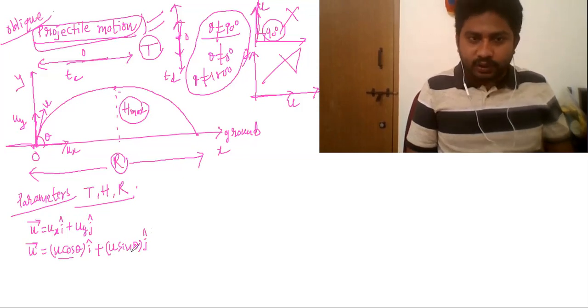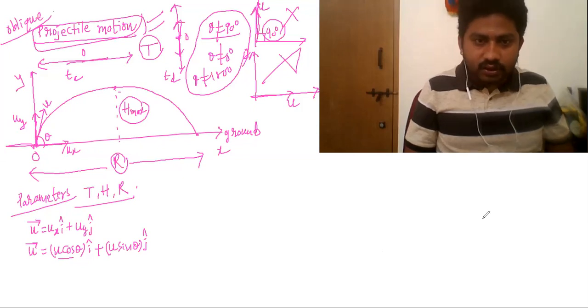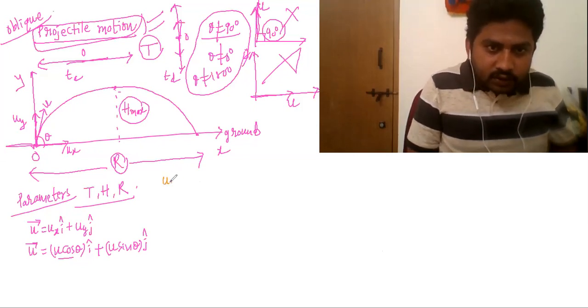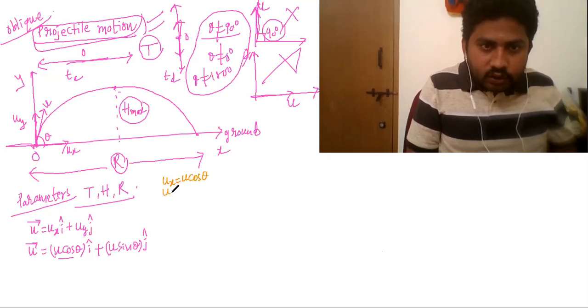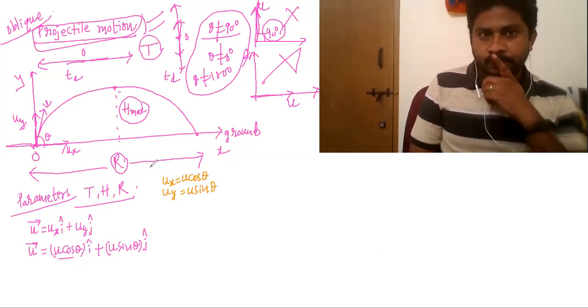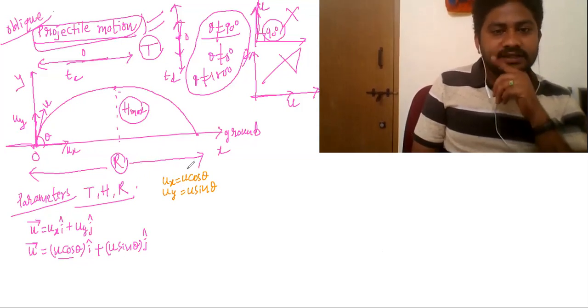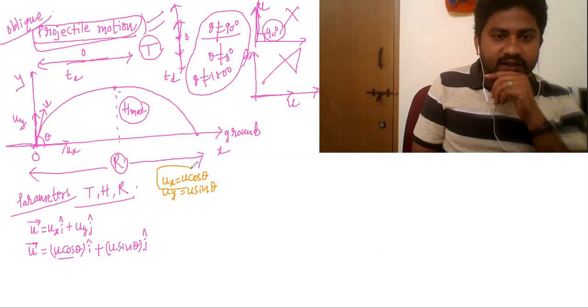So this is another component. What you should understand here is, ux is equal to u cos theta and uy is equal to u sine theta. Clear? And listen, one more important thing. This u cos theta is there, right?